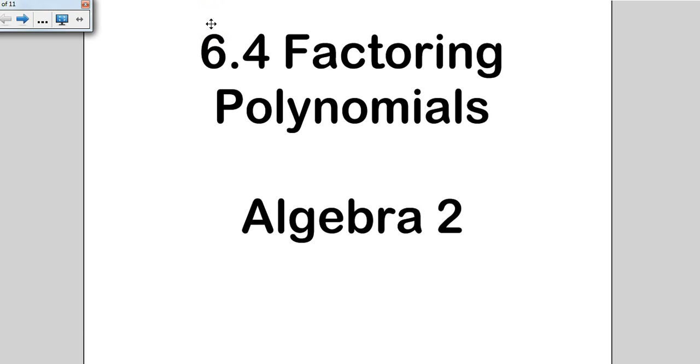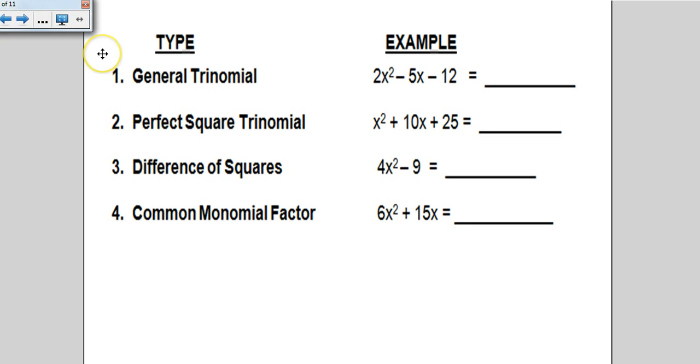Our lesson on 6.4 is going to continue on our use of the factoring method, so hopefully you have basic factoring under your belt, and we're going to start factoring some more complicated polynomials. So let's warm up a little bit.